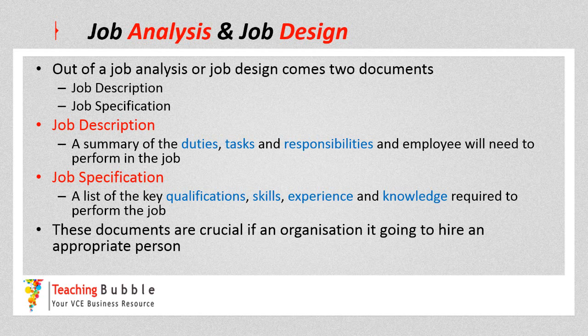And the other document is a job specification, which is a list of the qualifications, skills, experience, knowledge required to perform the job. So what we're looking at there is who's best fit for the job, what type of person would be required to actually perform or be successful in that job. So we've got a job description, which is what's involved in the job in terms of what will the person be doing day to day. And we've got a job specification, which looks at the skills, qualifications, and experience of a job. Now, these documents are obviously crucial if you're going to hire an appropriate person, because without that information, you don't really know who you're looking for.